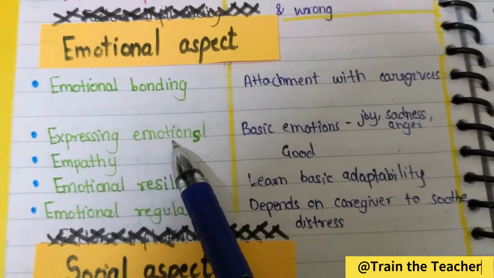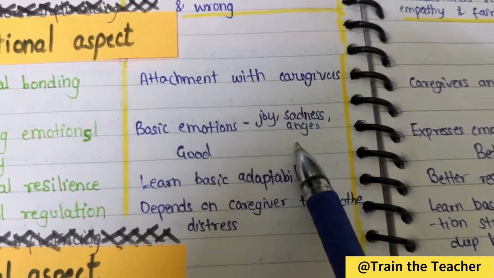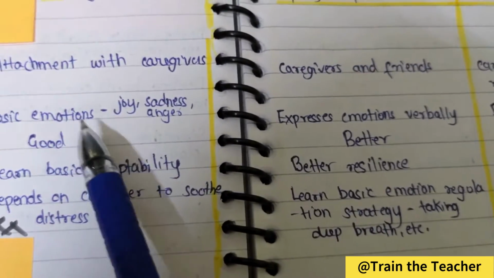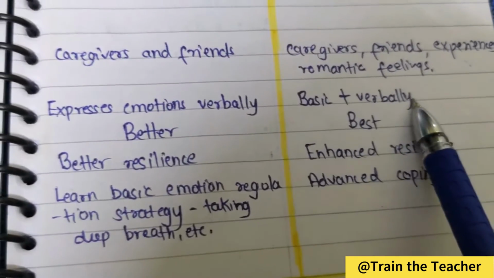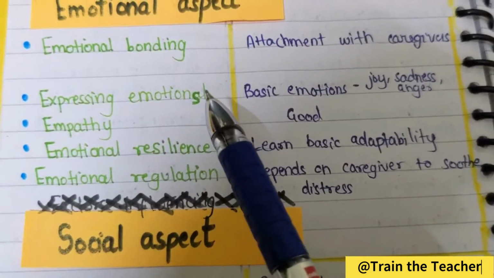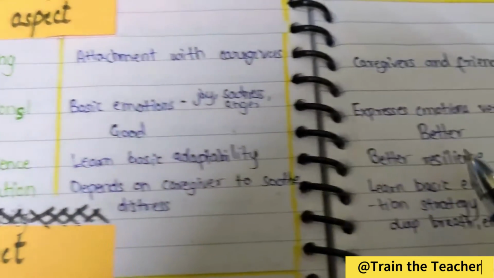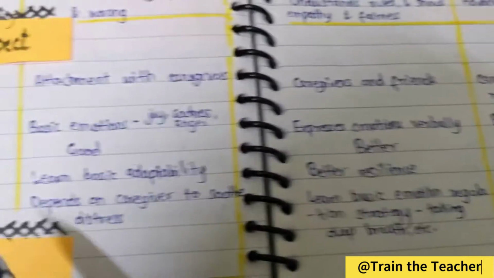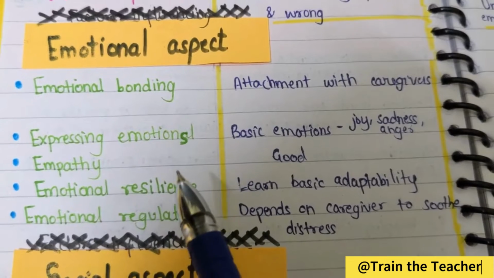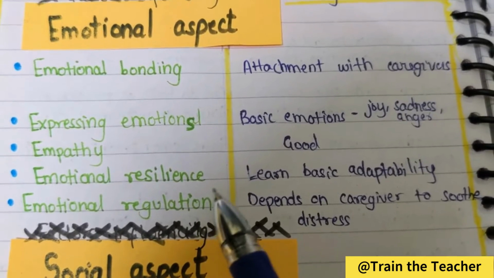Next we have expressing emotions. During infancy they are able to express basic emotions like joy, sadness, anger. During childhood they express emotions verbally, here through expressions, here verbally, and during adolescence it's both. Empathy, the feeling of others' pain and happiness and sorrow, others' emotion. So here it is good, here it is better, and here it is best. Simply, you can expand and extend it in your own words. Emotional resilience. Resilience means the ability to bounce back from a tragic incident or from a low point.